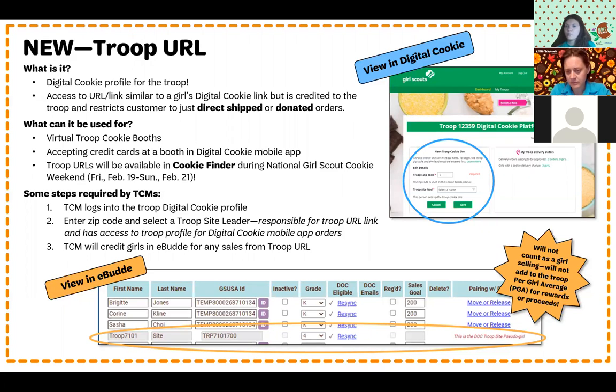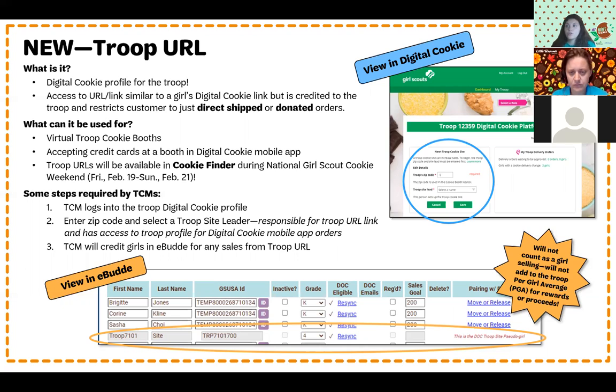And then the last thing, which will take no work on your part except to just set up the site in digital cookie: troop URLs will be available in the cookie finder during the National Cookie Weekend of Friday, February 19th to Sunday, February 21st, in addition to booth locations. So this just means that beginning on that Friday, if a customer goes into the cookie finder, they will find troop links in addition to cookie booths. However, they will again be limited to just direct shipped or donated orders.